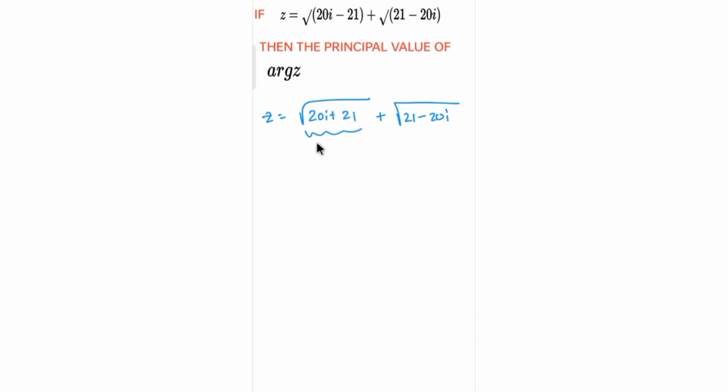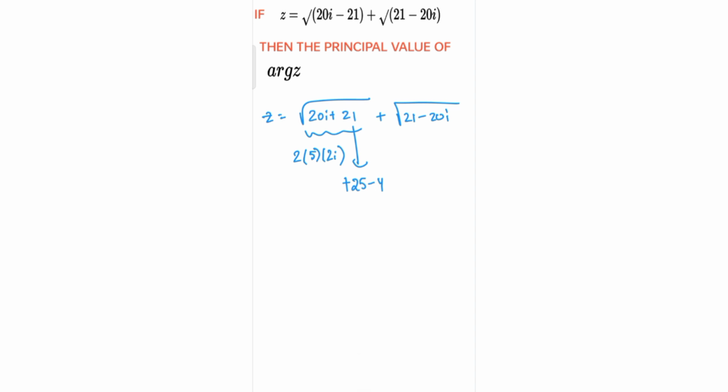So I can write this 20i plus 21. Basically 20i I can write as 2 into 5 into 2i, because 2 into 5 is 10, 10 into 2 is 20, so 20i. And 21 I can write as 25 minus 4.